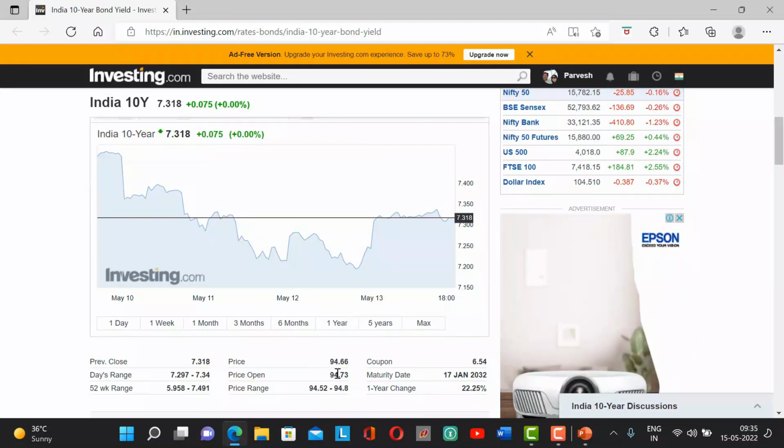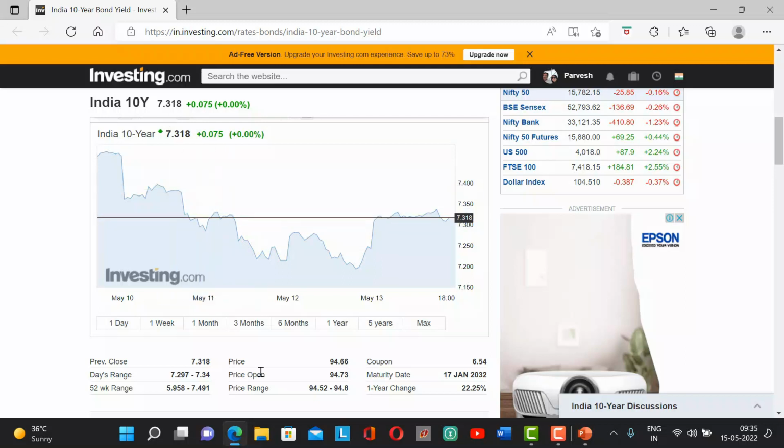Now, what is the price of the government bond? This is 94 rupees 96 paisa. If you buy it today, this 100 rupee bond which the government issued is today selling at a discount. It has a coupon rate of 6.5%. So the government is giving you 6.5%, but by putting your money at 94.96 and receiving all your 100 rupees at the time of maturity, which is going to be in 2032, your return goes to 7.38. So this is called the yield.